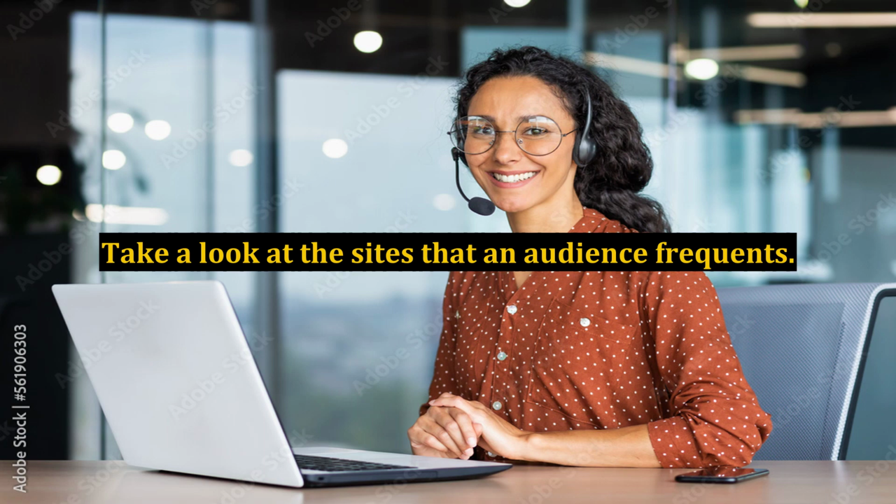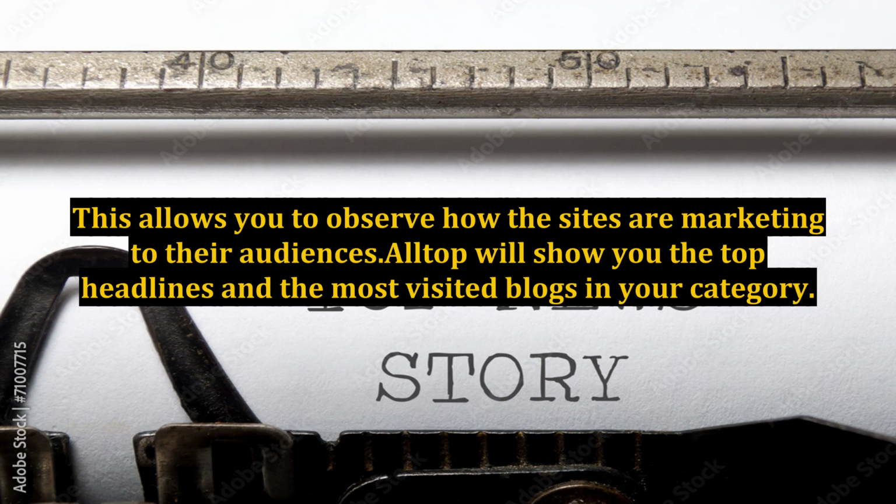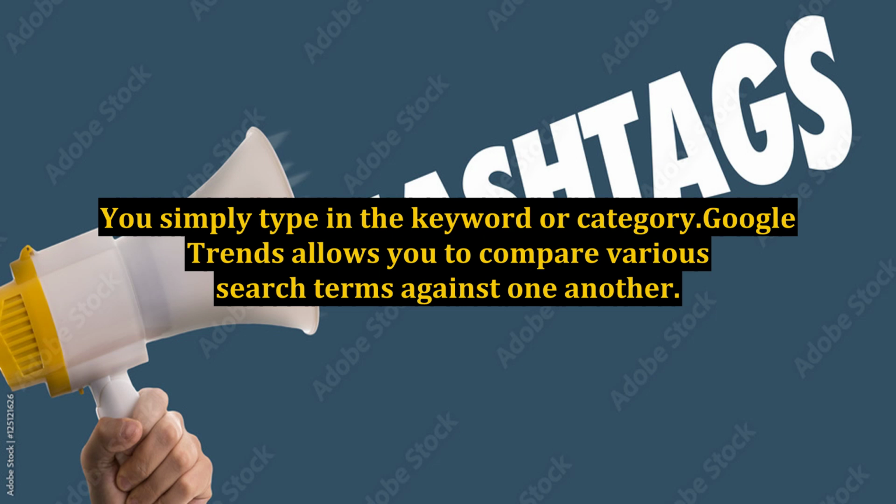Take a look at the sites that an audience frequents. This allows you to observe how the sites are marketing to their audiences. Top will show you the top headlines and the most visited blogs in your category. You simply type in the keyword or category.